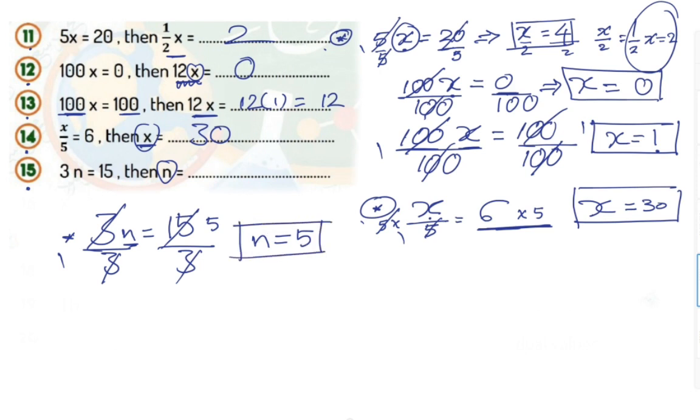You can check your answer. If you substitute this n here, 3 times 5 equals what? Equals 15. Look here, 15 and 15. So this is the correct value, 5. Now we finished half of the questions. Let's go to the next part.